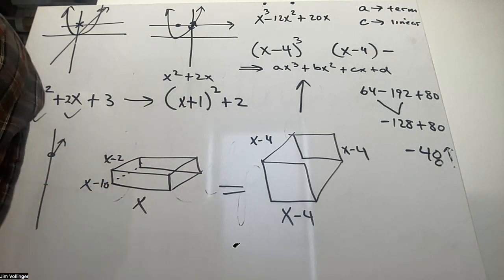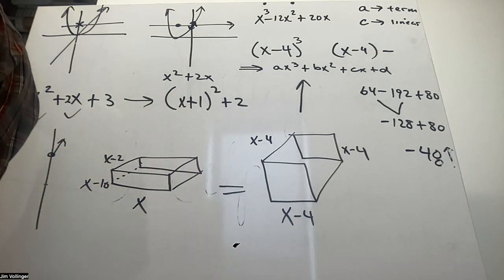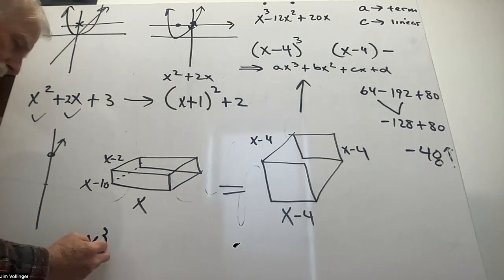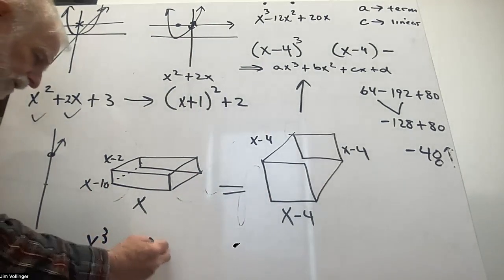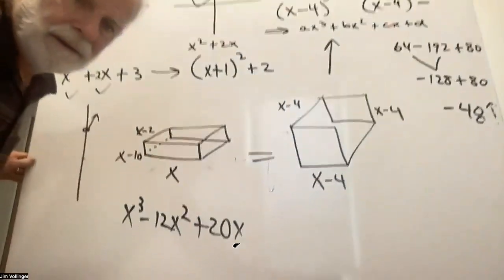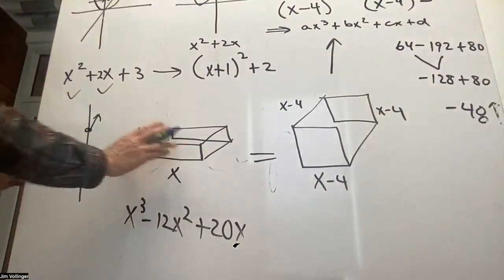Well, I did multiply it out somewhere. Do I have it? Yes, x cubed minus 12x squared plus 20x. Am I capturing all of that? Barely. All right, so that's what you get when you multiply this out.